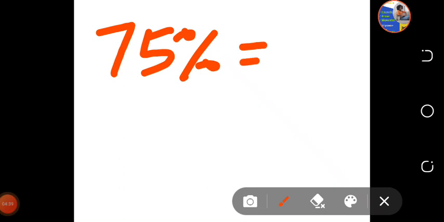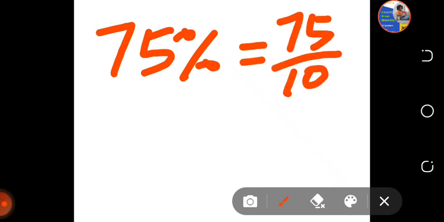So what do we do? We'll say it's 75 over 100. Now at this point, this is already a fraction. So if we are not to go further, this is already the answer. As simple as that. Because a fraction, you have the number up there called the numerator, the one down is the denominator. They are all divided by that slash, and that's a fraction.